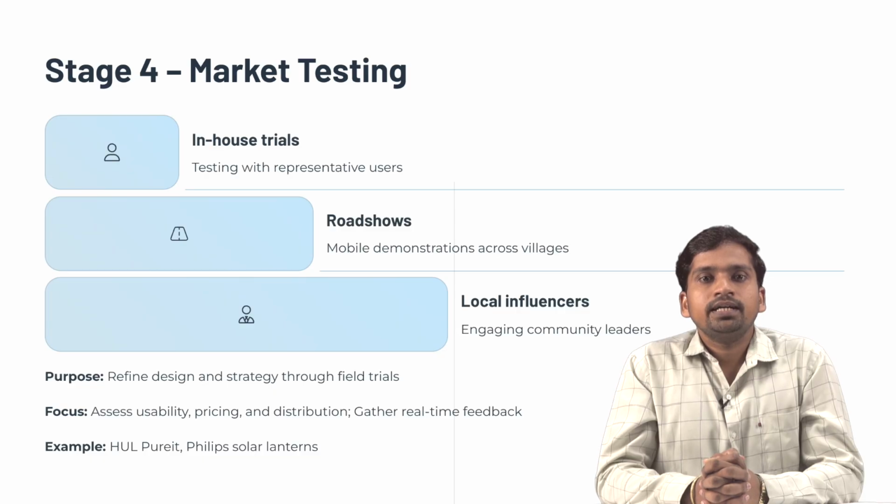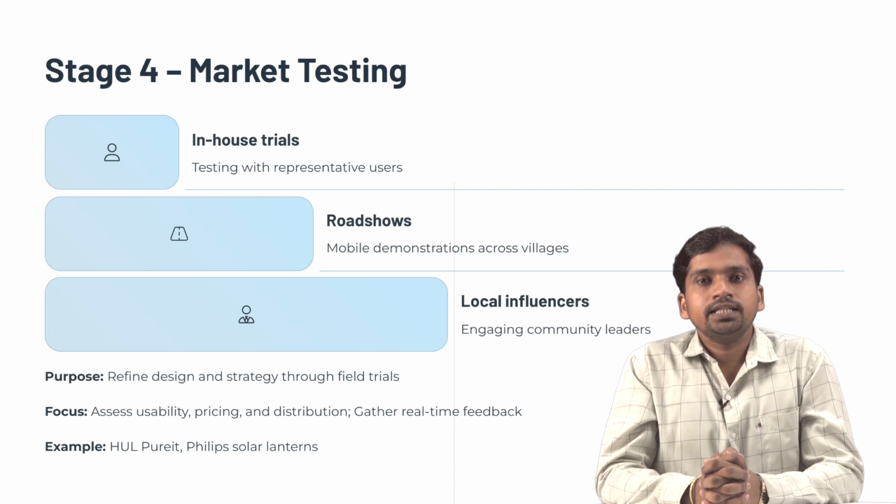The final stage before a large scale launch is market testing. This is the true litmus test for any rural innovation. It involves limited scale product trials in carefully selected rural markets. Why is this stage so critical, especially given the diversity of rural India? It helps refine the product design, packaging, pricing, and promotional strategies based on real world feedback.